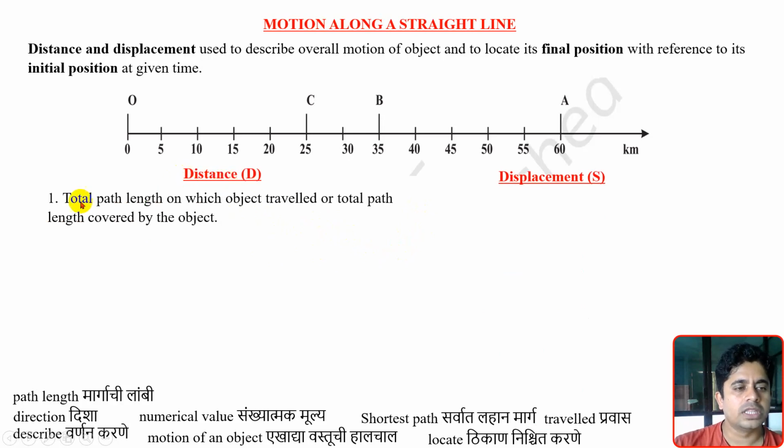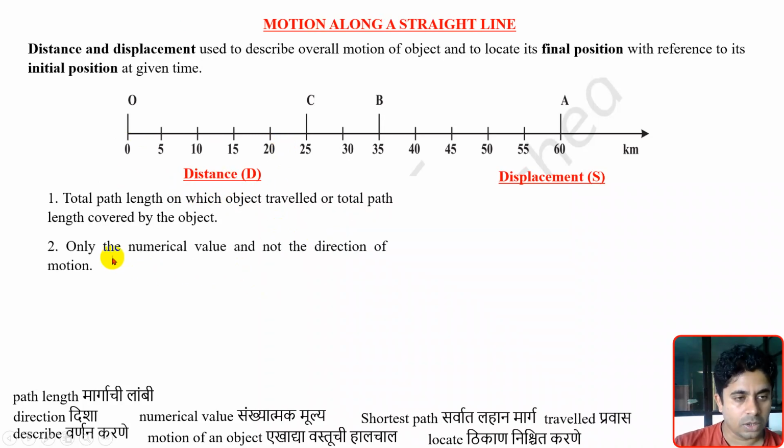As we know, distance is nothing but the total path length the object has traveled, or the total path length covered by the object. We are not considering whether that path length is shortest or longest, or which path we have chosen. We just have to start from the initial position and reach the final position. By which path the object travels doesn't matter. So distance is nothing but the total path length.